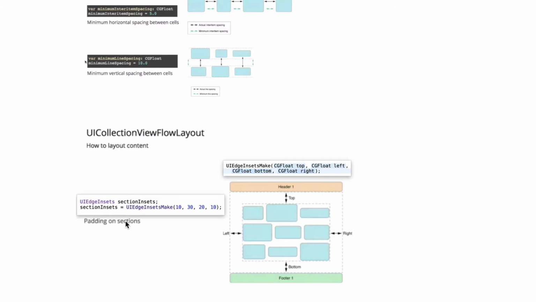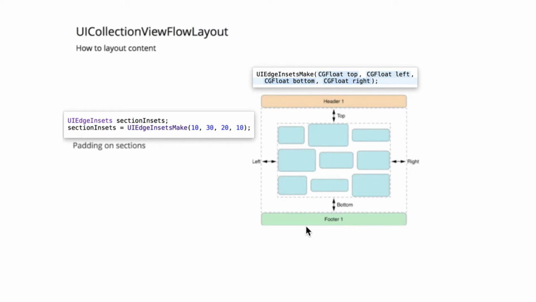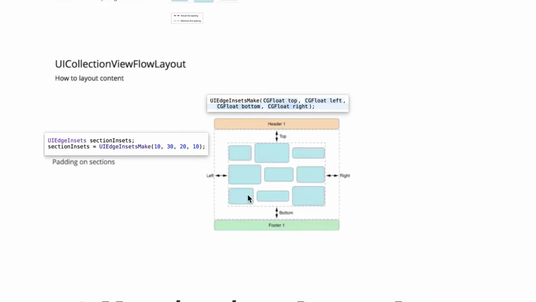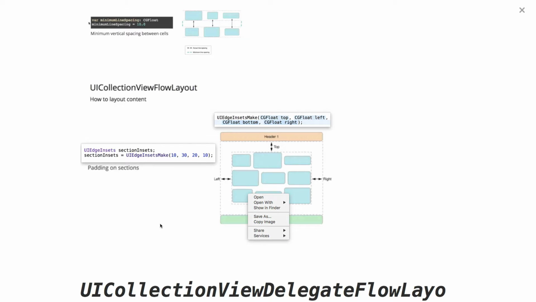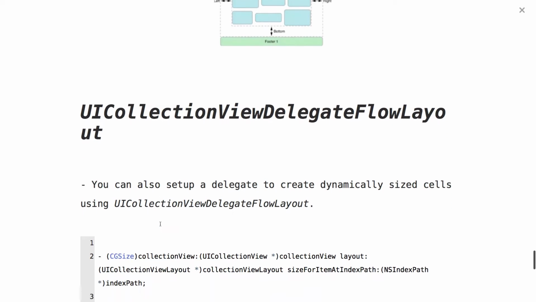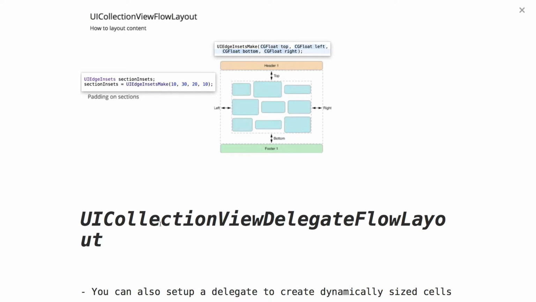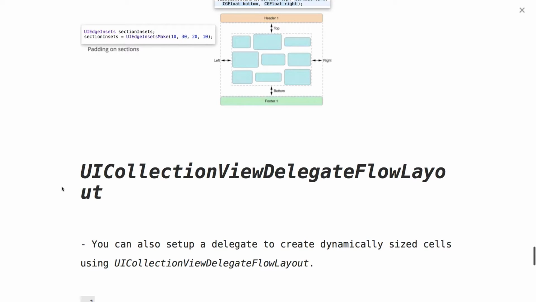Here is an example of the section inset. You can see that each section has a header and a footer, and the section inset has to do with top, left, right, and bottom, so how far it is inset from the header and the footer. You can set these values on table views as well, by the way. Table views inherit from scroll view, and scroll view also has content inset, so you can do it using scroll view as well.